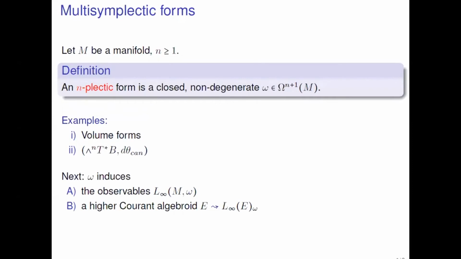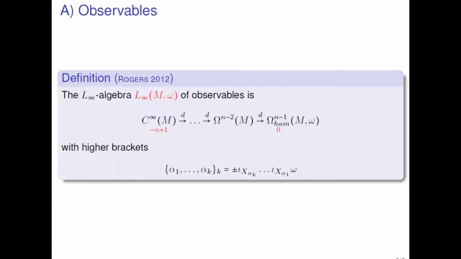You can associate two structures, in analogy to what I did earlier. First, the infinity algebra of observables. These are the higher brackets, and they are very simple. All the entries have to be in degree 0, so these alphas are all n-1 forms.